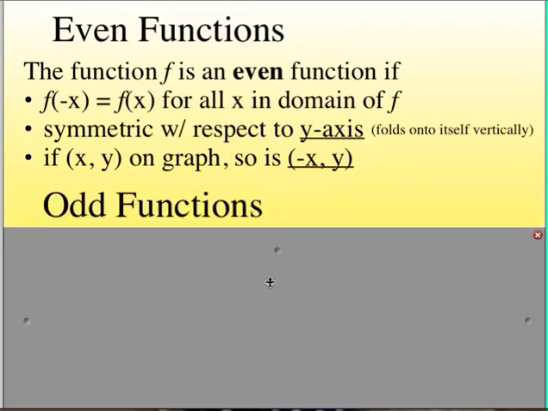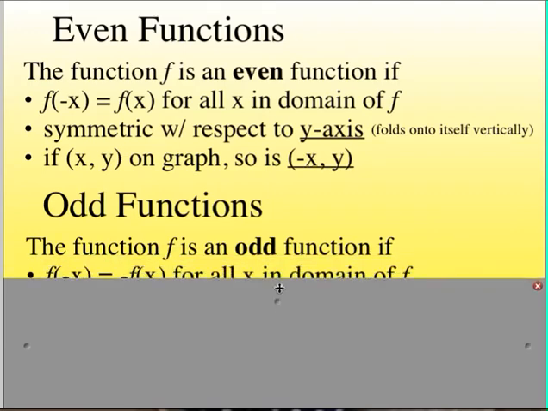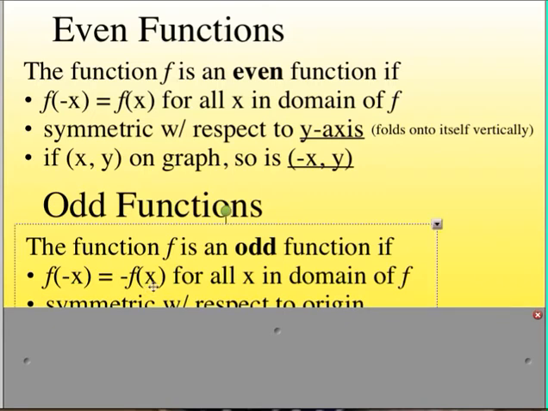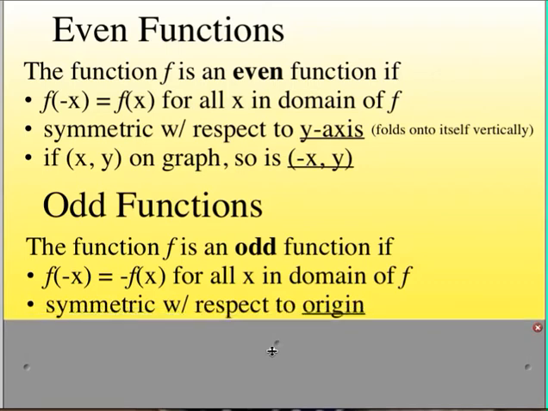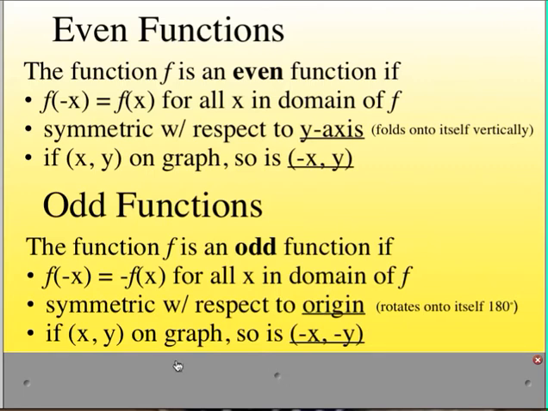An odd function is one that if you were to plug in a negative x value, the opposite y value comes out. Odd functions are also symmetric with respect to the origin. And this means that you can rotate the graph 180 degrees and it falls onto itself. So there's no folding involved. It's all about rotating it 180 degrees. And so this means if xy is on the graph, then so is negative x and negative y.